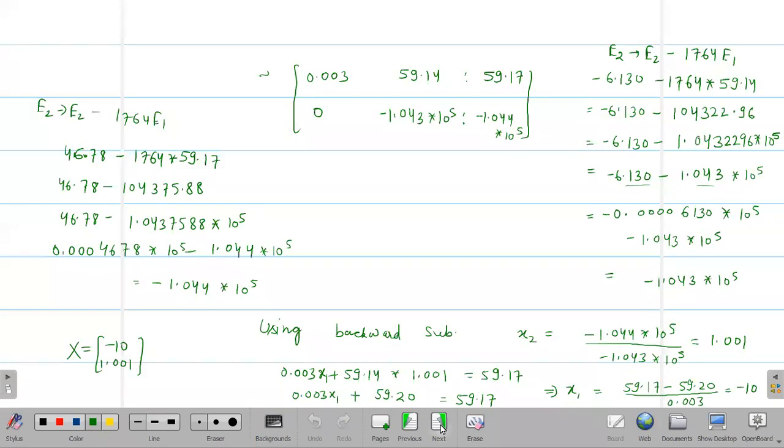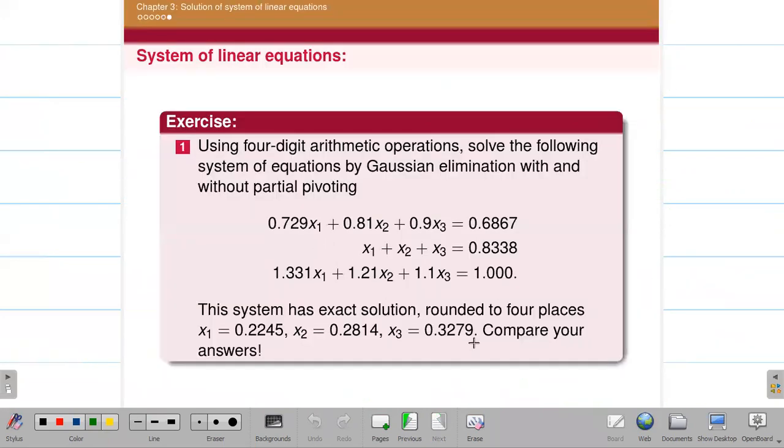Okay, so for this lecture, you try this question. You have to apply 4-digit arithmetic and Gauss elimination on this system. This is a simple question. And the exact solution is also given to you.